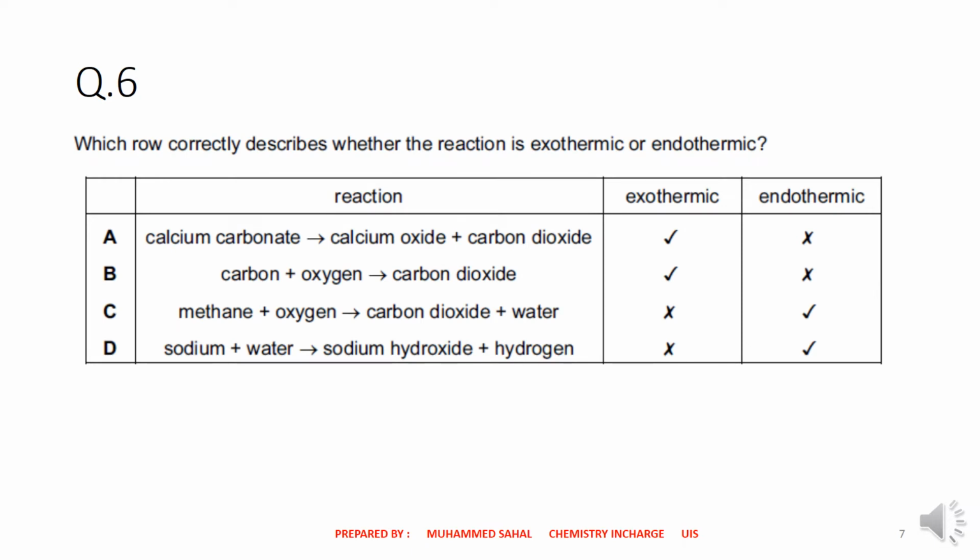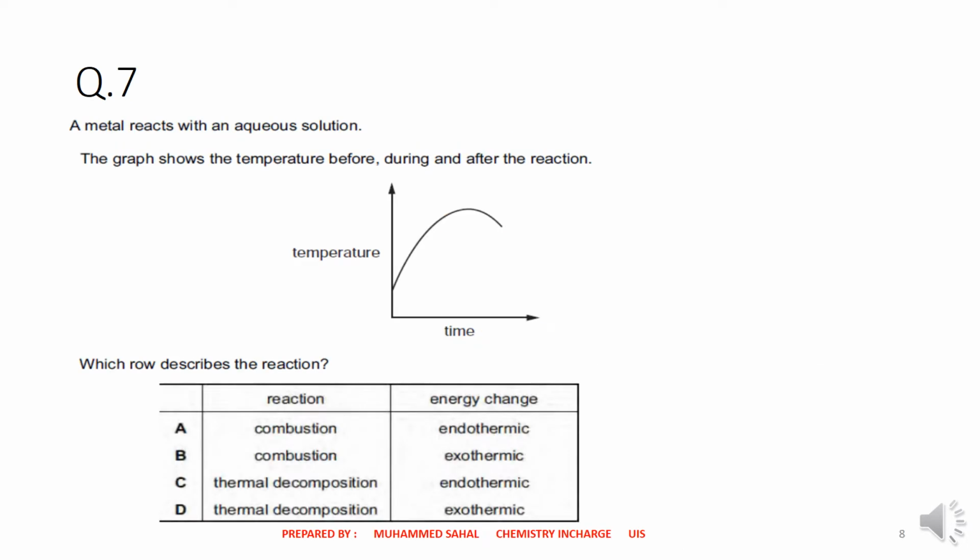Number 6. Which row correctly describes whether the reaction is exothermic or endothermic? Option B. Metal reacts with an aqueous solution. The graph shows the temperature before, during and after the reaction. Which row describes the reaction? Option B.